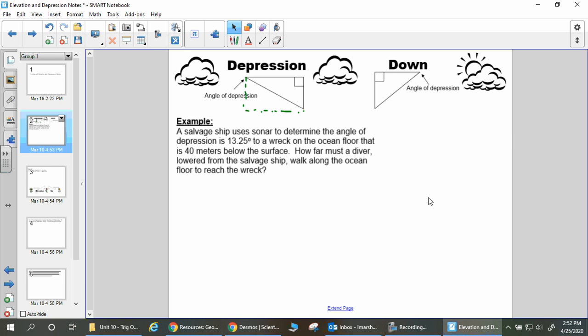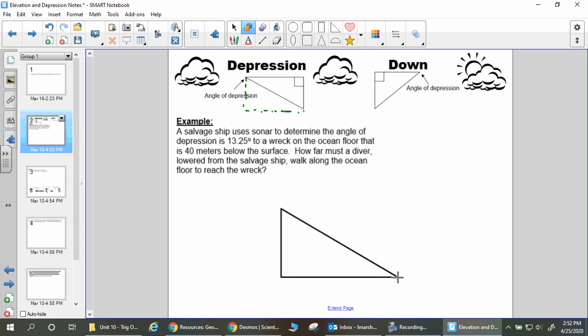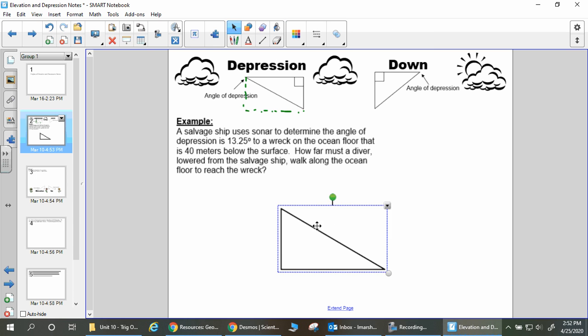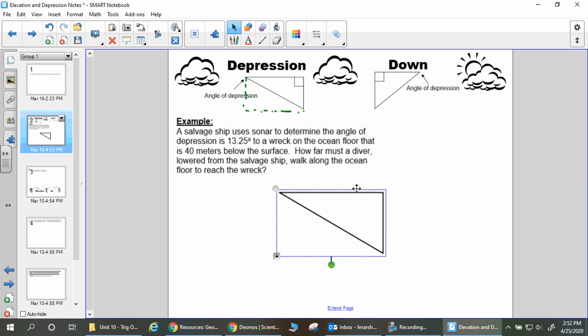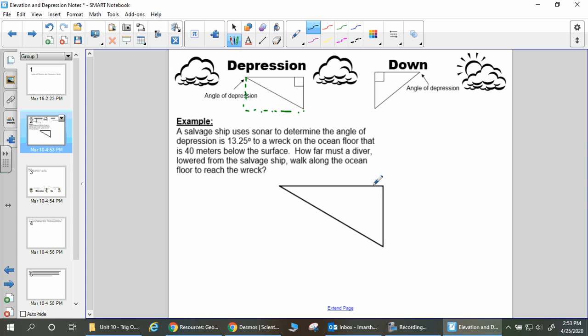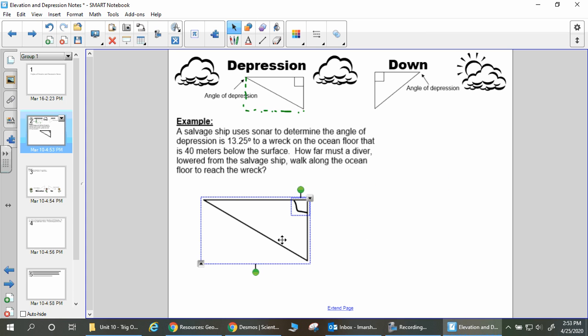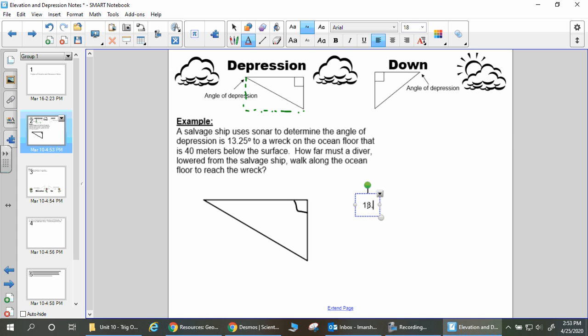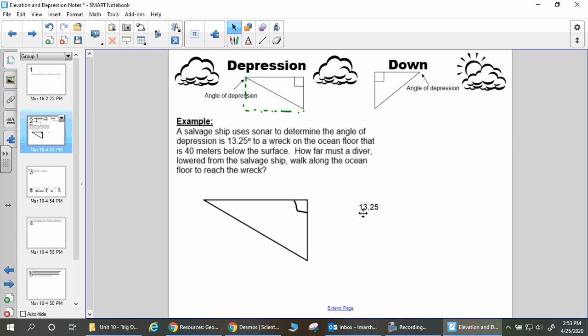So example here says a salvage ship uses sonar to determine the angle of depression. So I'm actually gonna stop right there and it says, hey, angle of depression. I know I need a right triangle, right? And I know that I need it so that that horizontal side is up in the sky, and I can put my right angle right there into it, okay? So far I've got the start to my picture, okay? It says the angle of depression is 13.25 degrees. Okay, so that tells me 13.25 is my angle, so I'm gonna slide that right in to the angle.